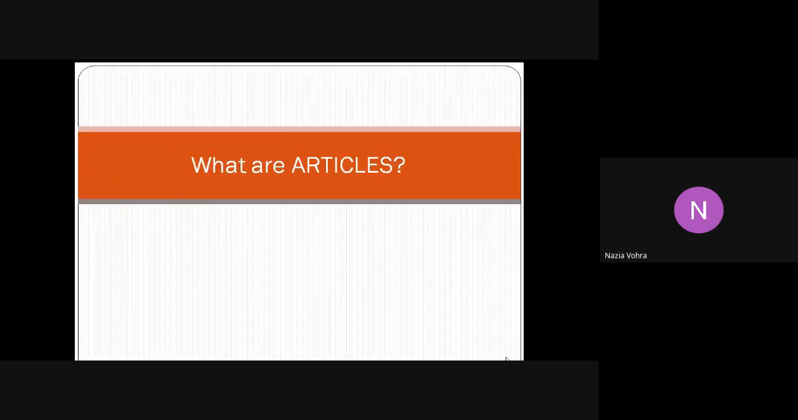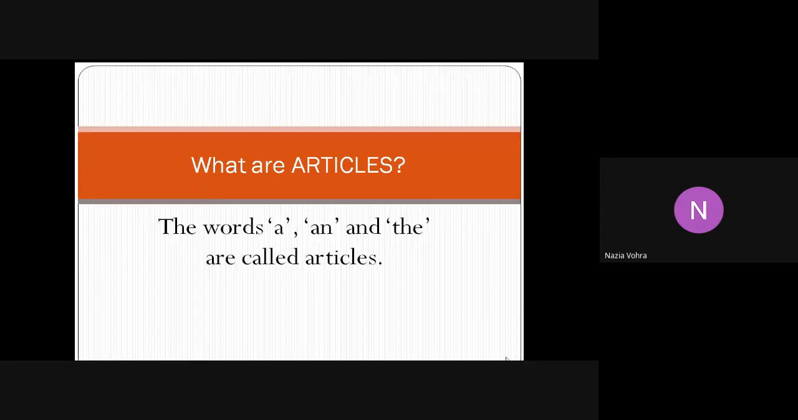So when I say articles, what do you mean by articles, guys? What are articles? Any guesses? A and the. Perfect. The words a and the are called articles. Any other guesses? How many types of these articles are there, how many parts are they divided into? How many articles are there?